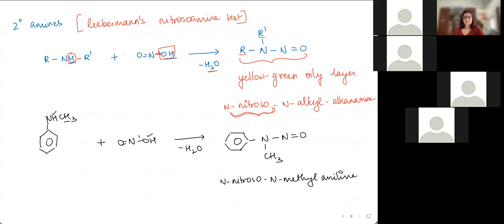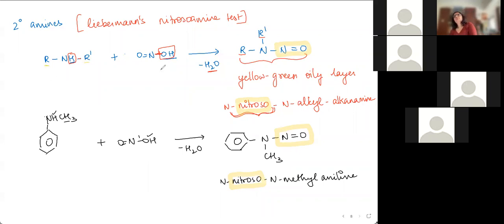So this particular part is called nitroso, N double bond O. And in the case of secondary amines, there are two reasons why it is different from primary amines. One is that basicity increases because the number of R groups has increased.